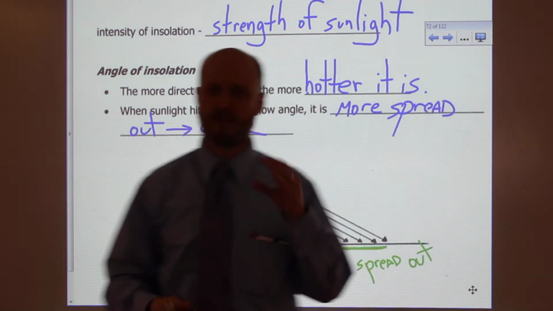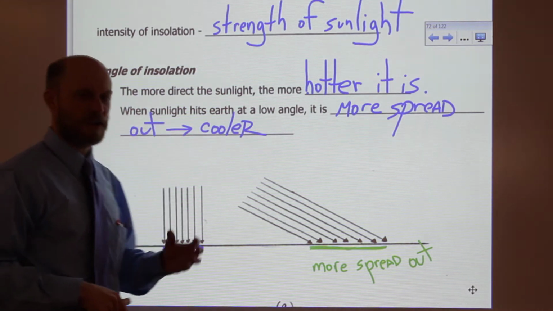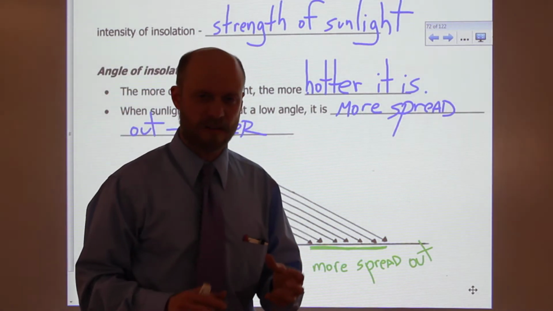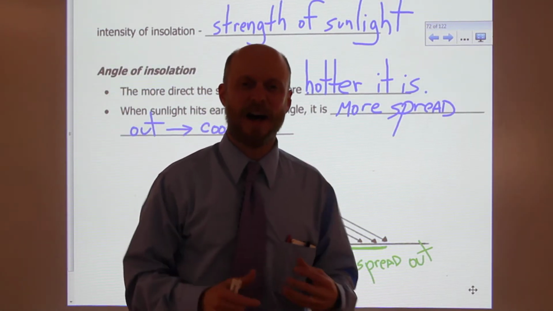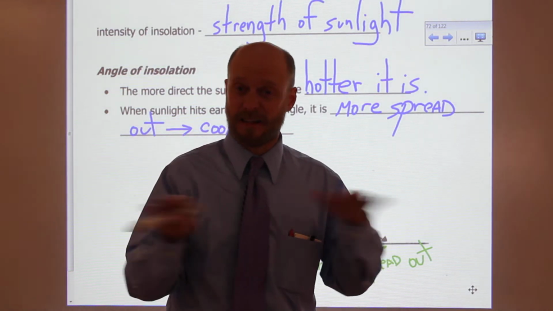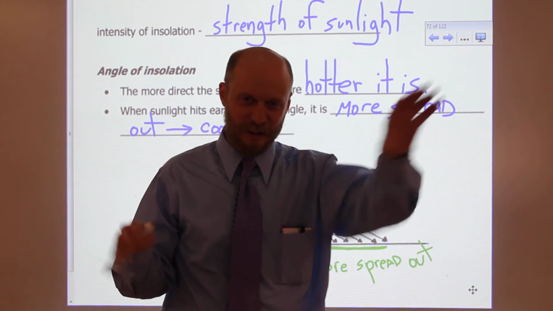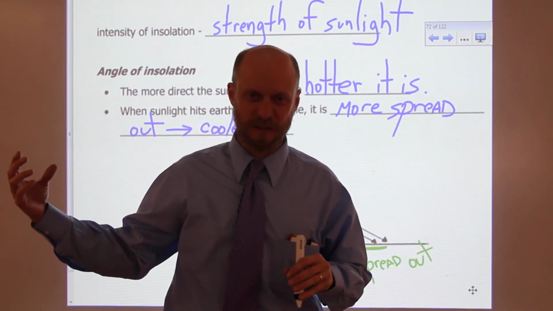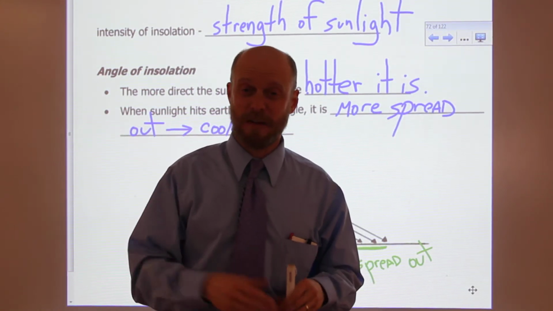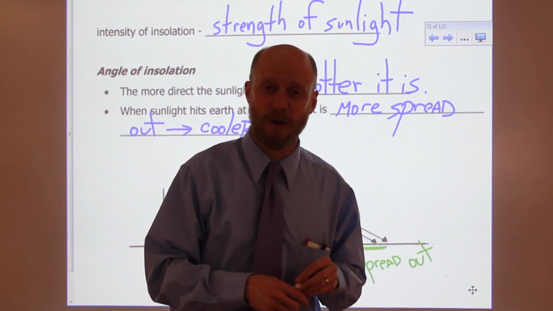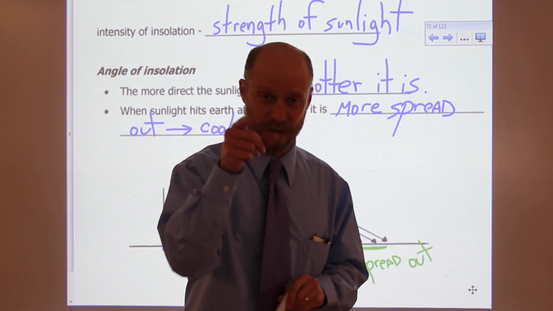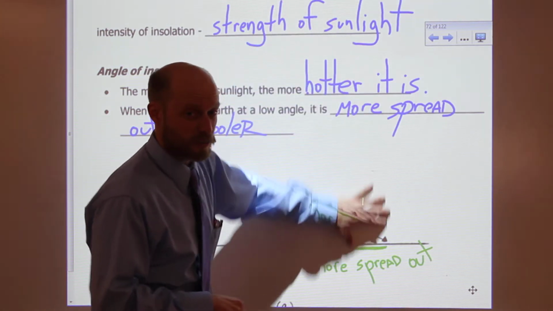Intensity of insolation, how strong the sunlight is. This is going to be the cause of the seasons on Earth. It is not because when we're closer to the sun, it's hotter, and when we're further, it's colder. It's not that. As a matter of fact, we're closer to the sun in January, we're furthest in July. That's true. It is because of this we're going to learn today.